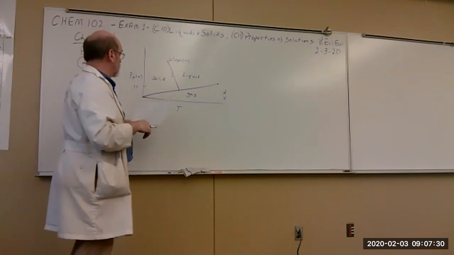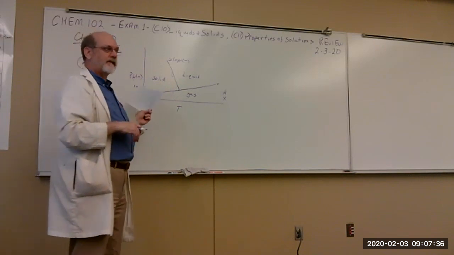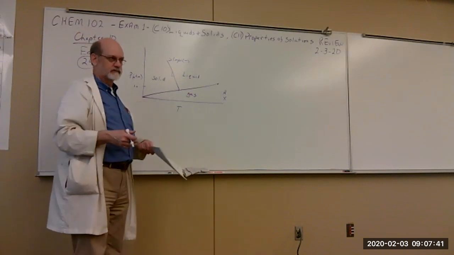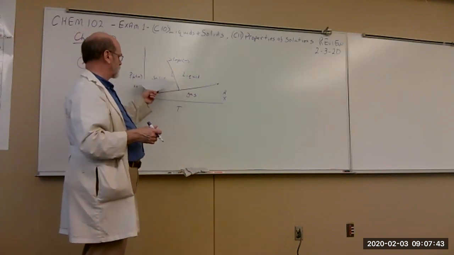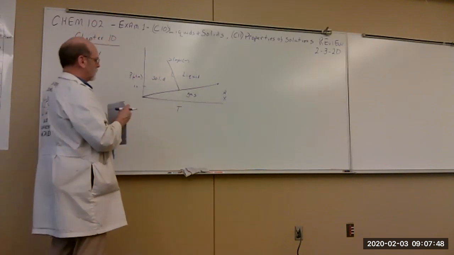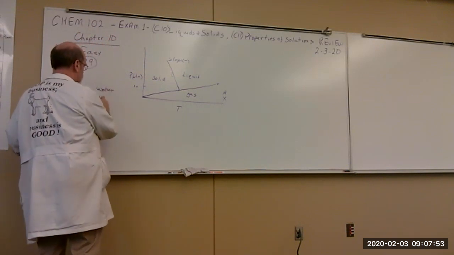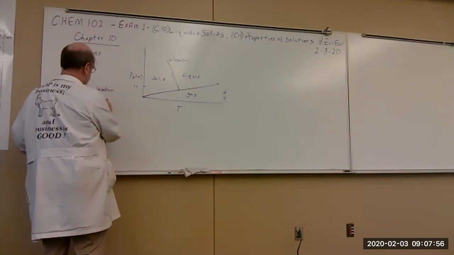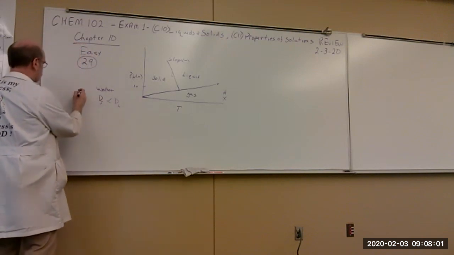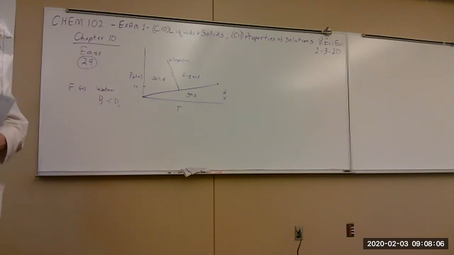To answer this question, it doesn't say that this is water, right? But water is an example of this type of slope, phase difference between solid and liquid. And we know that for water, the density of the solid is less than the density of the liquid. So that's why we're saying that A is false, just by comparison to water.